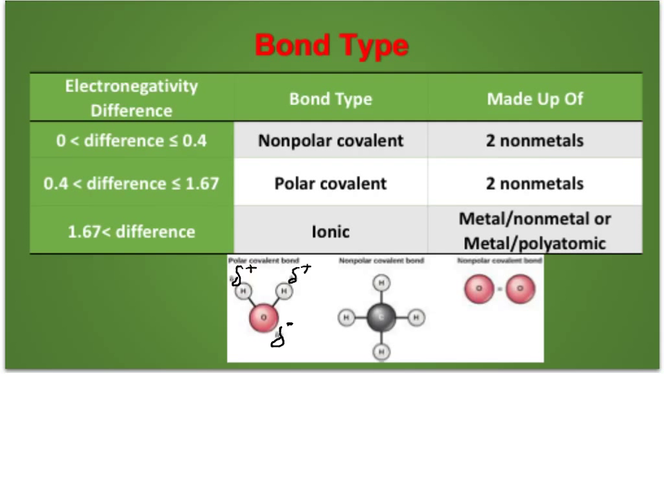When it's nonpolar covalent, they're shared almost equally. So there's a small difference between the electronegativities, so they're shared equally. We don't create any negative or positive regions. And as we can see here, nonpolar. And in ionic, it's just having a metal bonded to a non-metal or metal to a polyatomic ion.